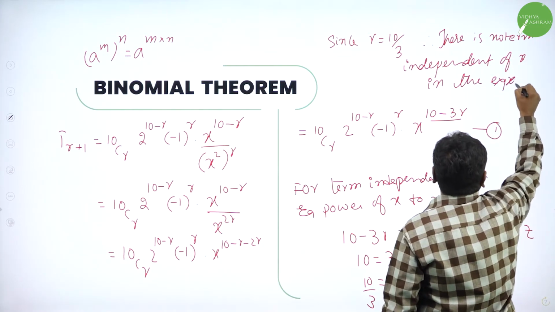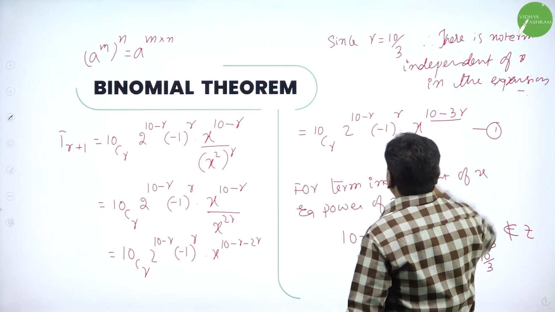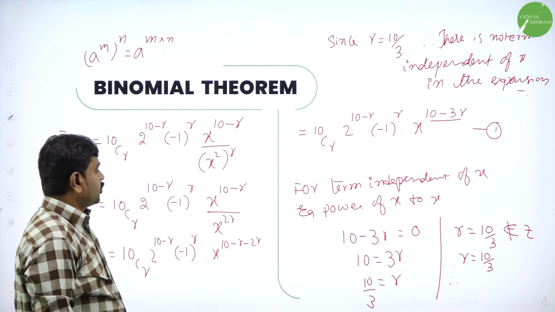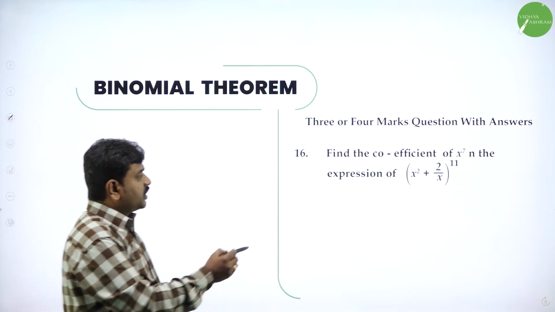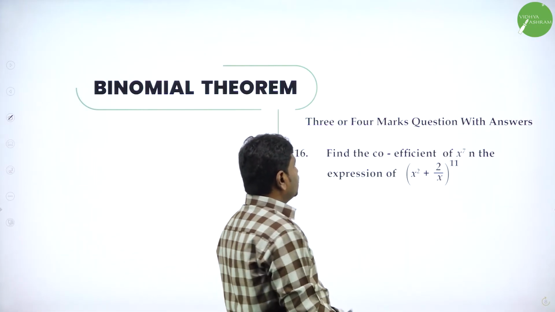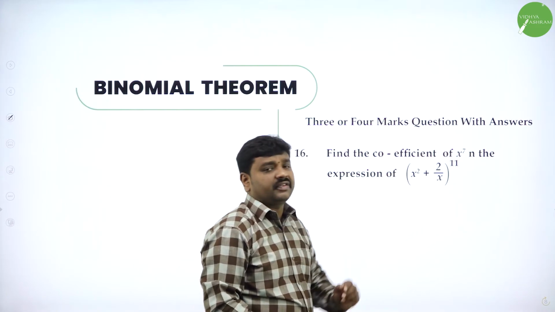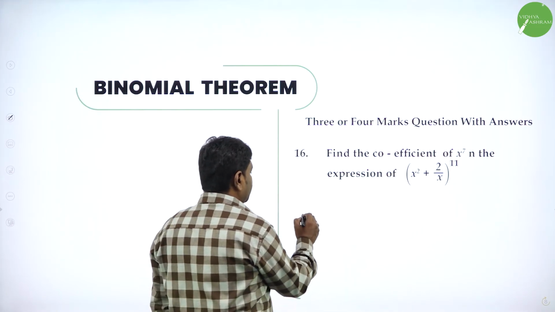That's it. I hope all of you got this. Now further we have problems of the same case. So now find the coefficient of x power 7. Here they want you to find the coefficient of x power 7 in the expansion of (x square plus 2 by x) power 11. Same method of comparison.